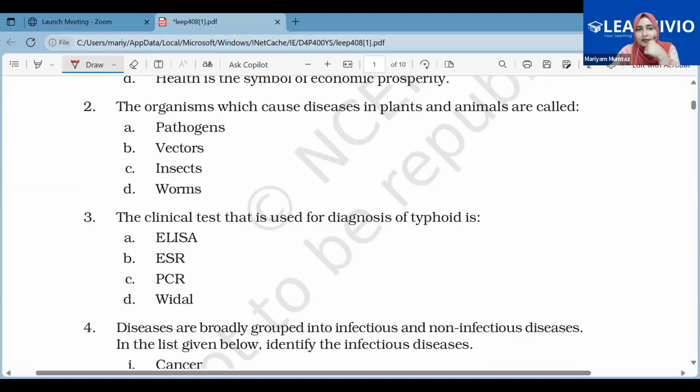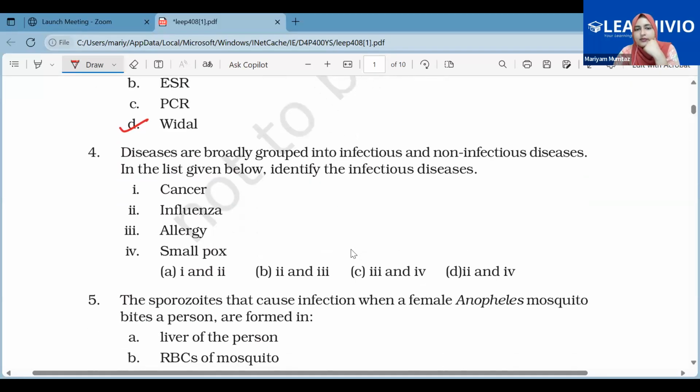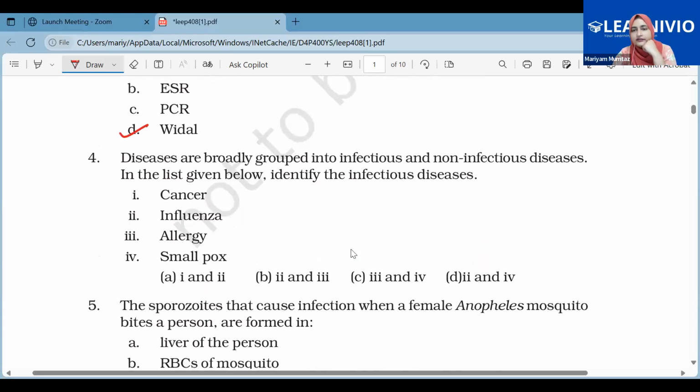It's A. Sorry, never mind. The clinical test used for the diagnosis of typhoid. I put D. Yeah, D. Right. Diseases are broadly grouped into infectious and non-infectious diseases. In the list given below, identify the infectious disease.